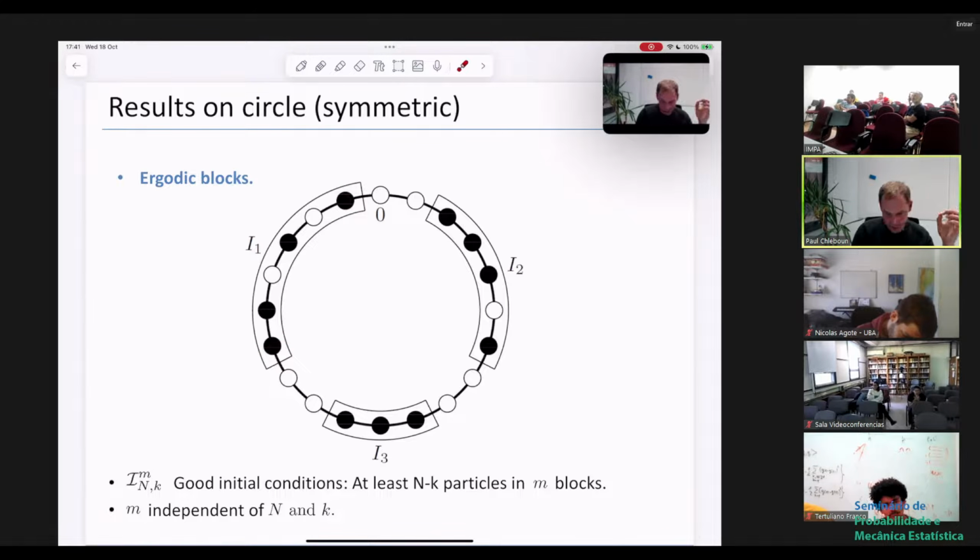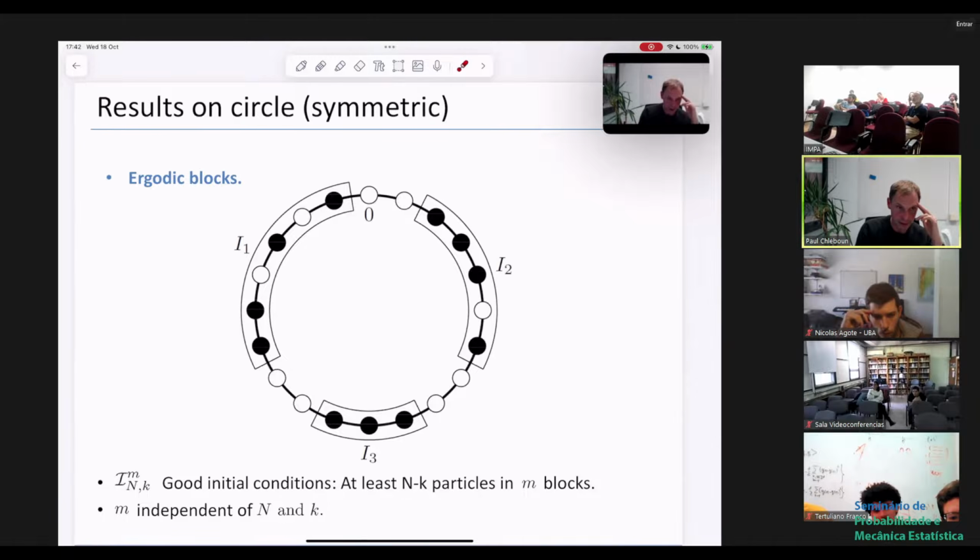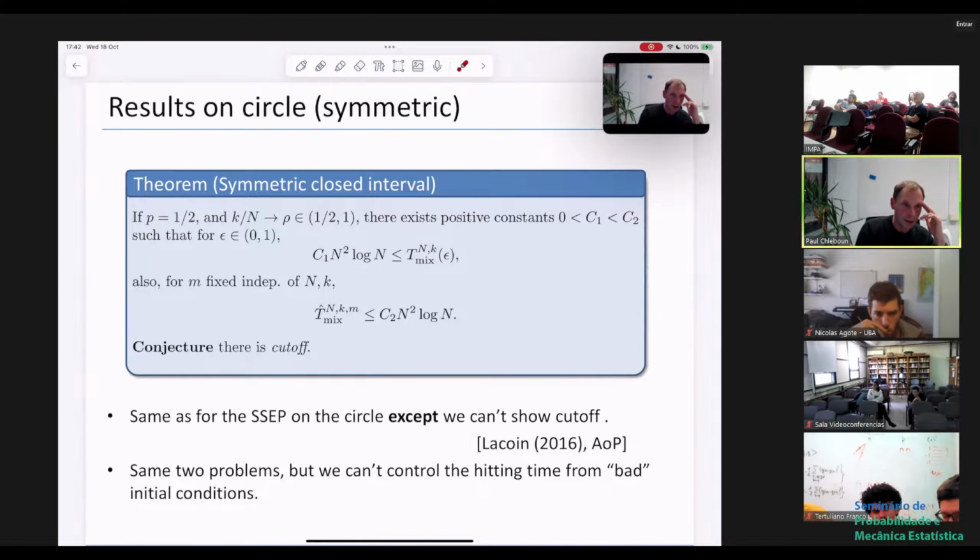Okay, so the only case where we have good control of the upper bound of the mixing time is if we fix the initial number of these ergodic blocks to be independent of n and k. This is just a weakness of the way we treat the initial condition. And then what we can prove is that the mixing time essentially goes like n squared log n. So this is the same as for the simple symmetric exclusion process, except here we can't prove cutoff. We conjecture there is cutoff. And the problem we have for the upper bound is controlling the hitting time of the ergodic component started from these bad initial configurations.